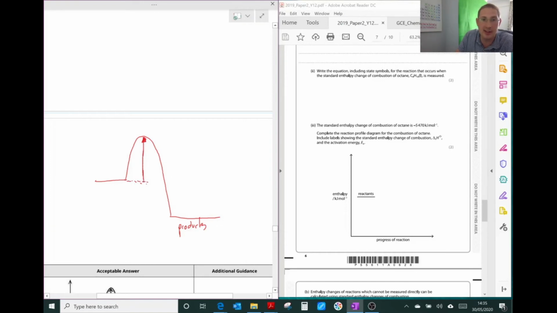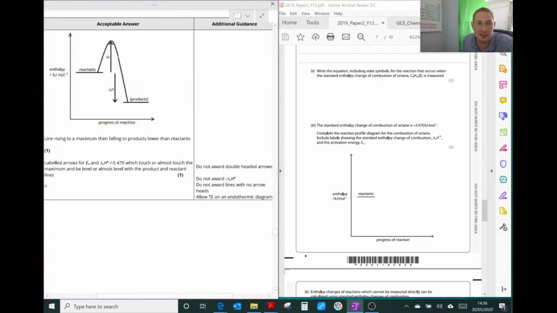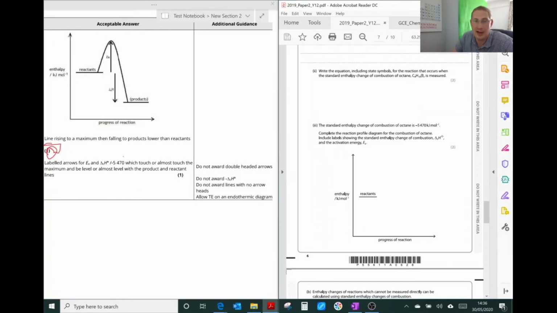Do show it directly from there to there and label it activation energy, and the enthalpy of combustion, delta HC, is from the reactants to the product, so delta HC standard. How was that marked? 1 mark for a line rising to a maximum then falling to products lower than reactants, and the second mark labelled arrows for the activation energy EA and the enthalpy change of combustion, which touch or almost touch the maximum and be level or almost level with the product and reactant lines.